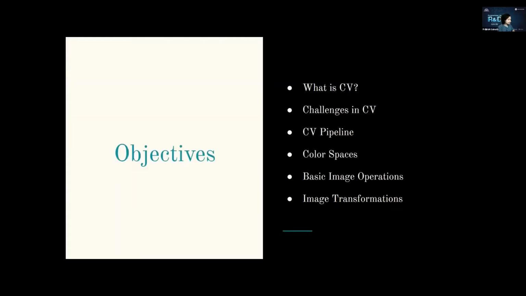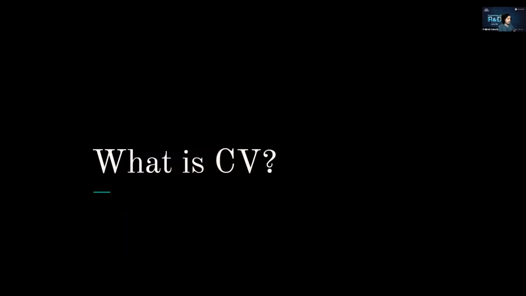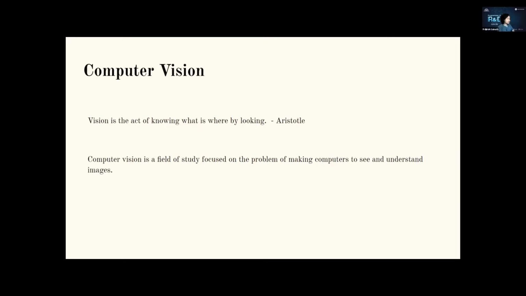So we're just going to very briefly touch upon what is computer vision and why is it challenging, and then a basic pipeline for computer vision, and then we're going to look at the concept of color spaces in images, and some basic image operations and image transformations. Okay, what is computer vision?